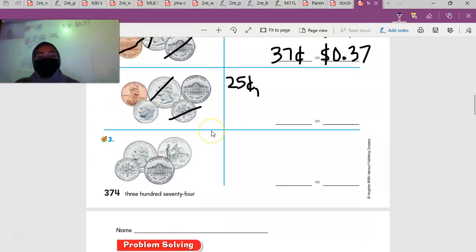Okay, so let's look at number 2. The coin with the largest value is the quarter, and it's worth 25 cents. So I wrote 25 first. And then the next coin with the largest value is a dime, and that's worth 10 cents. So now I'm going to say 25 plus 10 is 35 cents. And then I'm going to write a comma, and now I'm going to add the next 10. What's 35 plus 10 more? 45. Good job.